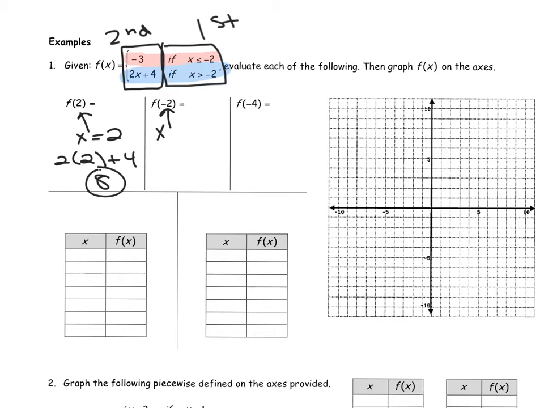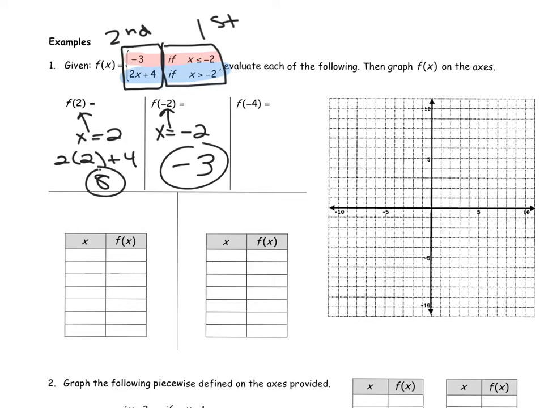Now I have x equals negative 2. So is negative 2 less than or equal to negative 2? Or is negative 2 greater than negative 2? Negative 2 is less than or equal to negative 2. So my answer is negative 3, just copying from what's on the second side.